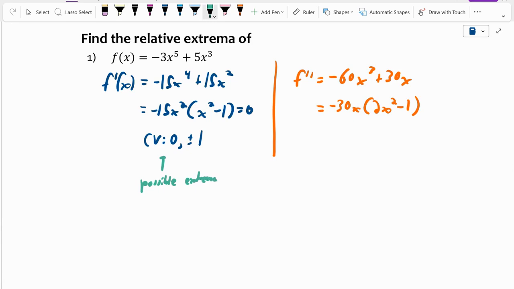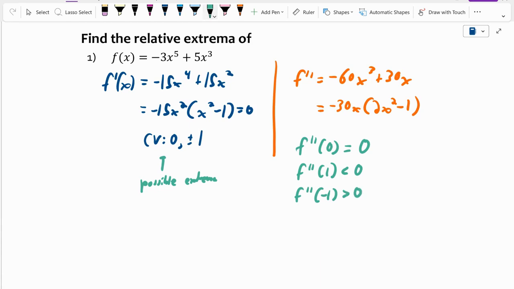So let's look at each of these three. First of all, I'm going to look at f double prime of 0. If I plug that in, I get 0. Then I'm going to do f double prime of 1. If I plug that in, all I'm concerned about is: is it greater than 0, less than 0, or 0? Well, if I plug in 1, I'm going to get something that's less than 0. And if I do f double prime of negative 1, I'm going to get something that's greater than 0.